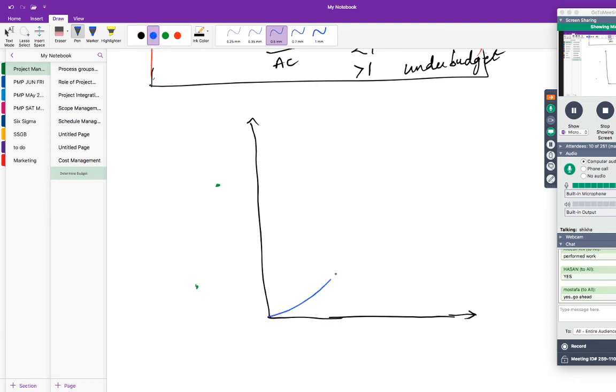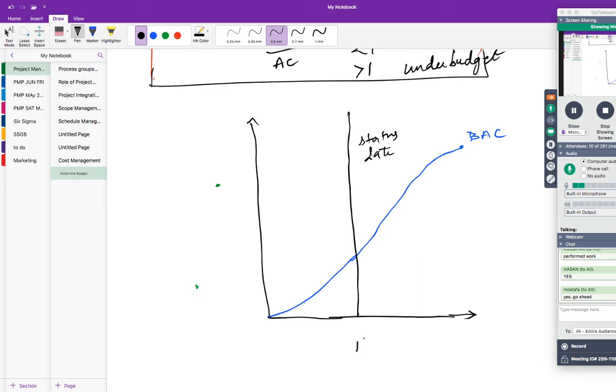So let's say this is your planned value, so this is your budget at completion. These are all planned values. Now, this is your status date, because this is time. The X-axis is time, the Y-axis is cumulative cost. So on a particular day, you're going to measure.